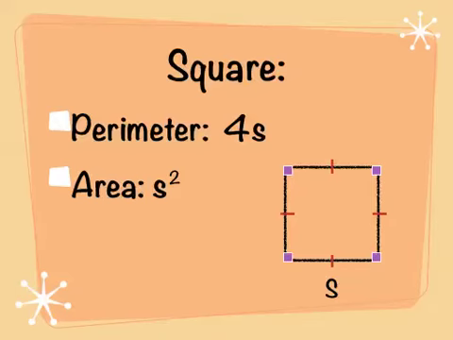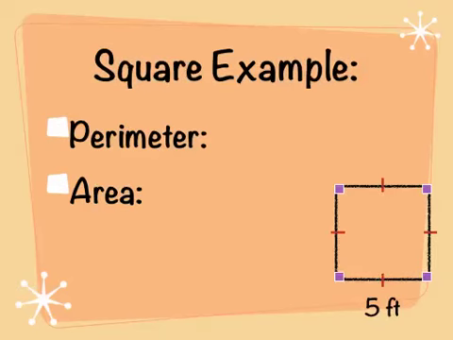To find the perimeter of a square, we do 4 times s, which is the side length. Remember, a square has 4 right angles and 4 congruent sides. To find the area of a square, you do side squared or side times side. An example of this gives us a picture of a square with 5 foot sides.